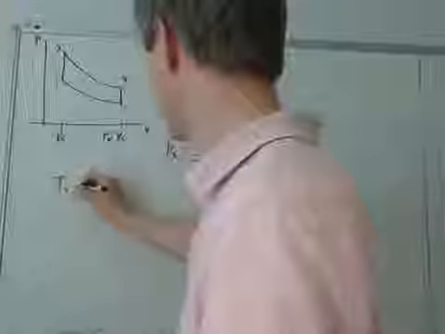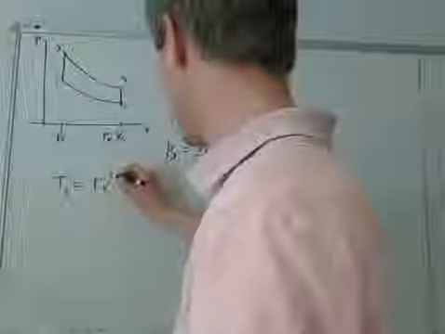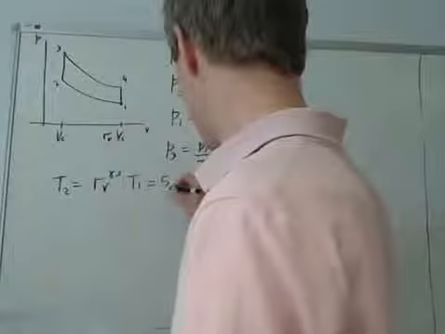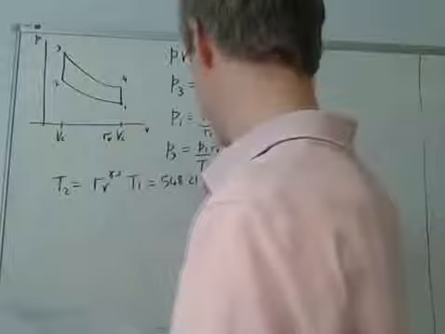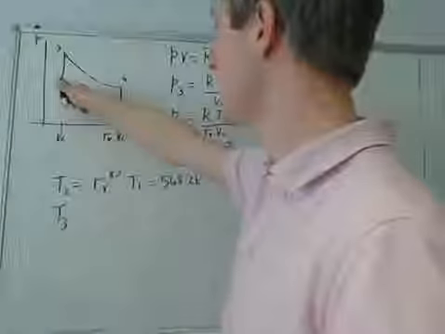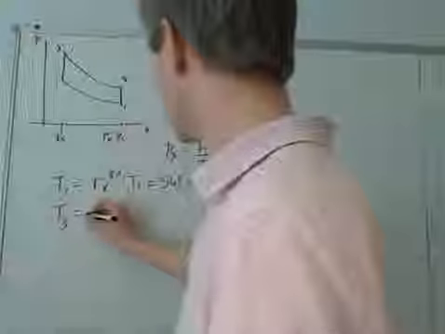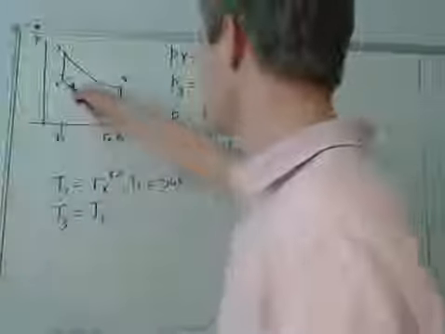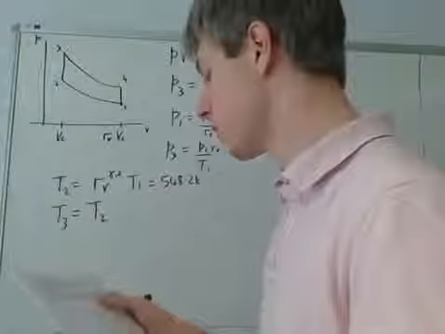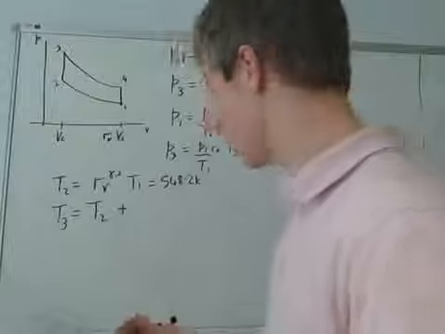So let's find T2 is equal to, using the isentropic relationship, RV to the gamma minus 1 times T1. If we put the numbers in, that'll give us 548.2. Now we need to find T3. We're starting at T2, we're putting in heat, and we're told in the question how much heat per kilo. So it's going to start at T2, and then how do we convert this heat input of 2,000 kilojoules per kilogram into a temperature change? In order to do that, we need to use the heat capacity.